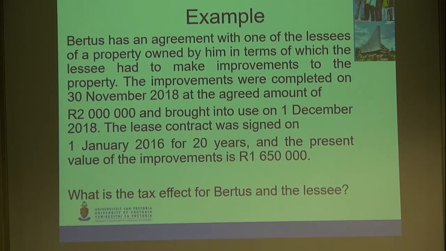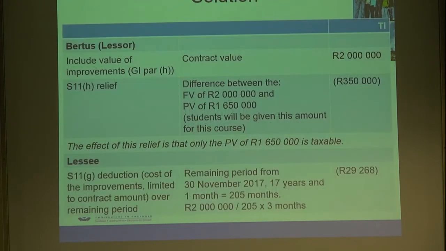Let's quickly just deal with the lessor. We're going to look at it from the lessor and the lessee's point of view. Lessor, what is the inclusion into gross income? The 2 million. Right. We tell you that present value is 650,000 rand. So what is the relief under 11H? 350,000.